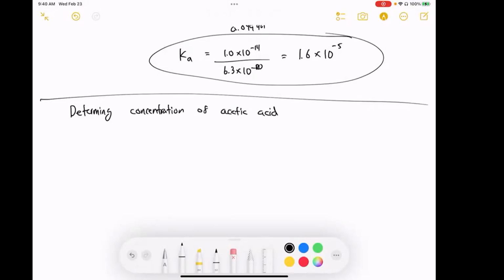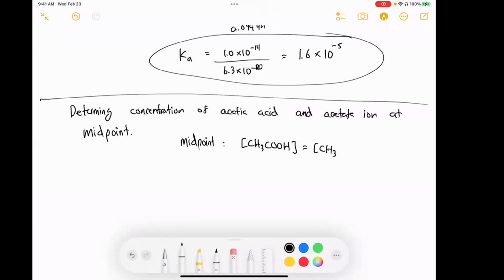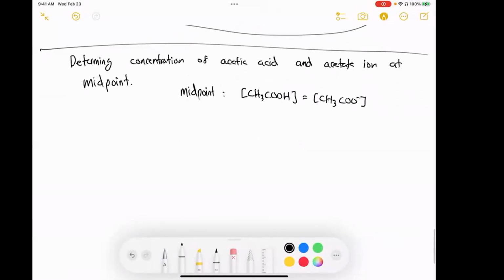Of acetic acid and acetate ion at the midpoint. So we know that at the midpoint, we have equal concentrations. The concentration of acetic acid equals the concentration of acetate. So what that means is that half of your acid molecules have reacted.